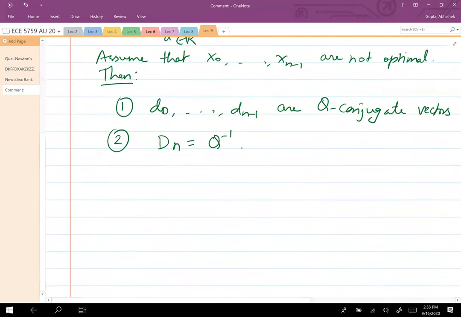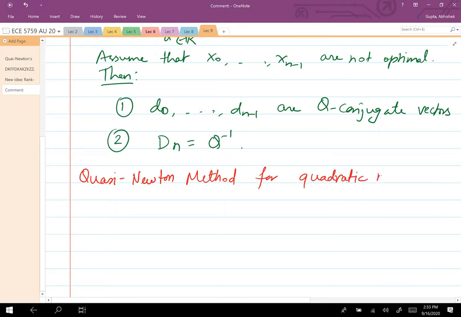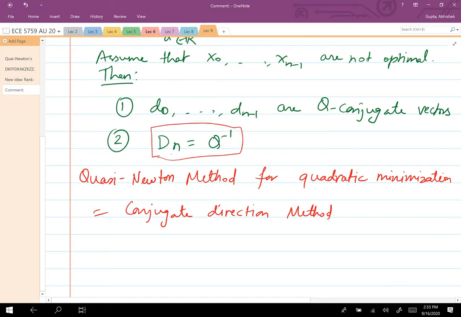Okay, so let me write it in words. Quasi Newton method for quadratic minimization is equal to conjugate direction method. And moreover, you get Dn equals Q inverse. So your final positive definite matrix is actually Q inverse, which is an additional benefit.